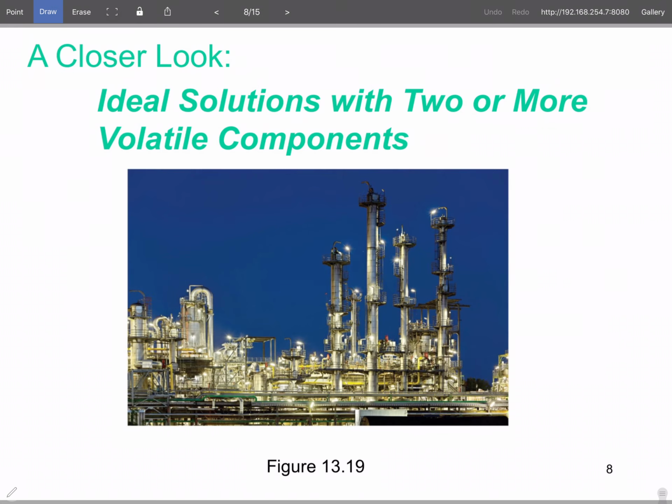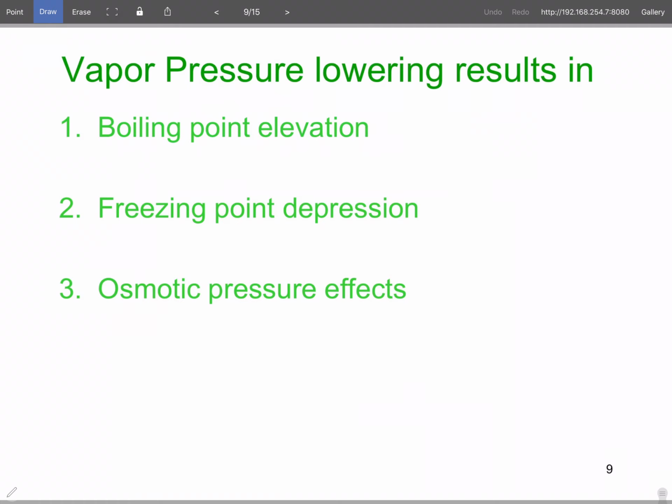Ideal solutions with 2 or more volatile components. This is a refinery, so you can look at separation of things via distillation. And we're going to get to the math related here in a minute. But before, let's finish out the theory. The vapor pressure lowering results in 3 things that we're going to look at.